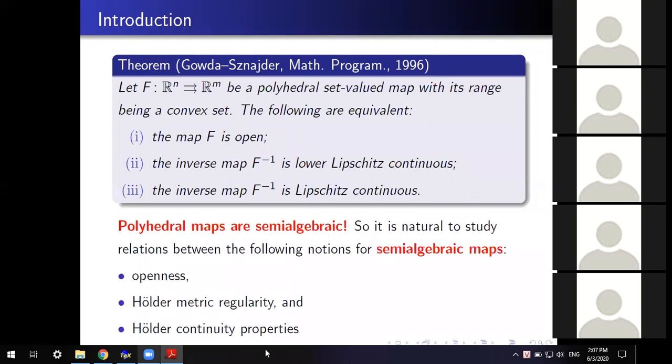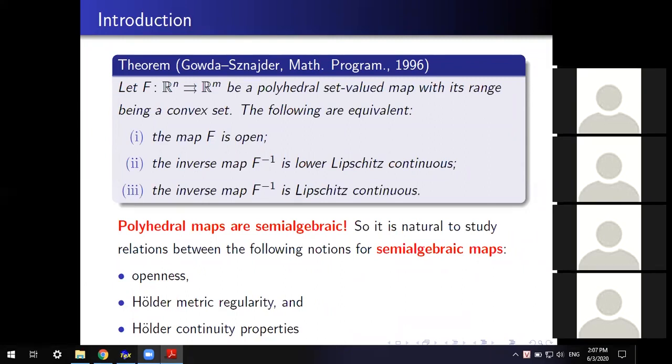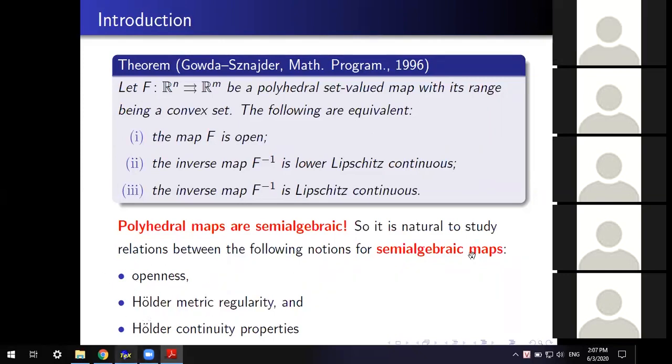So it is natural to study relations between the following notions for semi-algebraic maps: the first, openness; the second, Hölder metric regularity; and the last one. We would like to consider these three conditions for semi-algebraic maps.